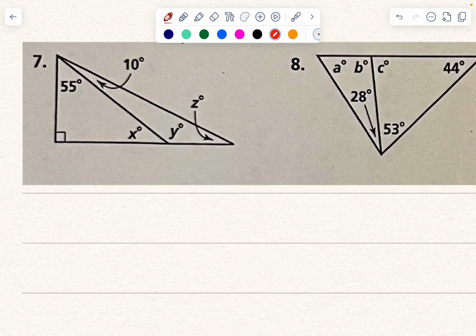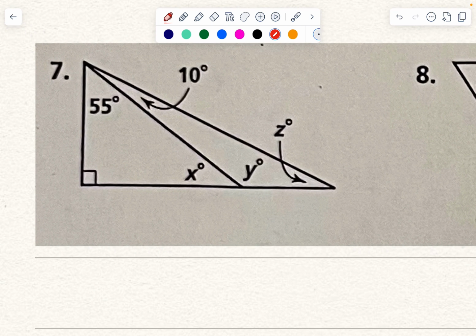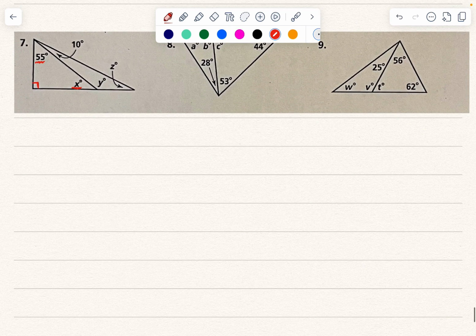Like in this first illustration right here, we know that x and y are supplementary. They're two angles that back up to each other to create a straight line, so they must be supplementary angles. But we also know that 55, 90, and x must add up to be 180. And so we can use that to kind of get started on this one. So we know that x plus 55 plus 90 all must add up to equal 180. So if we subtract the 55 and the 90, all we're left with is 35 degrees. Okay? And so x must be 35.